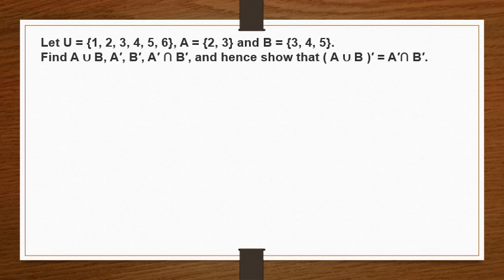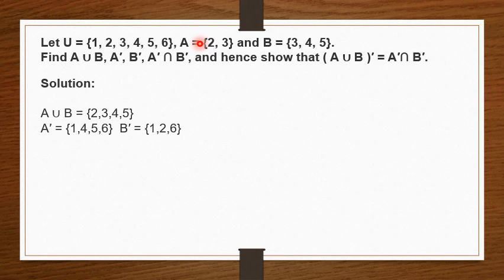Here is the next question. There exists a universal set U consisting of the natural numbers between 1 and 6, a subset of U A, and a subset of U B. Now we need to find A union B, A complement, B complement, A complement intersection B complement. After that, we need to prove that A union B complement equals A complement intersection B complement.